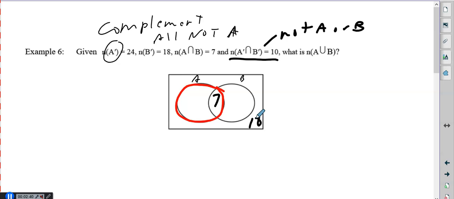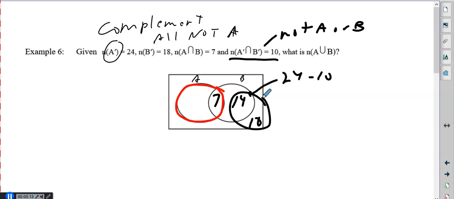Okay, so we know not A is 24. So we know this right here is 24. So 24 minus 10 gives us 14, because the 14 plus the 10 will give us our 24. Because everything outside that red circle has to make 24. So the 24 minus 10 is going to go in there.